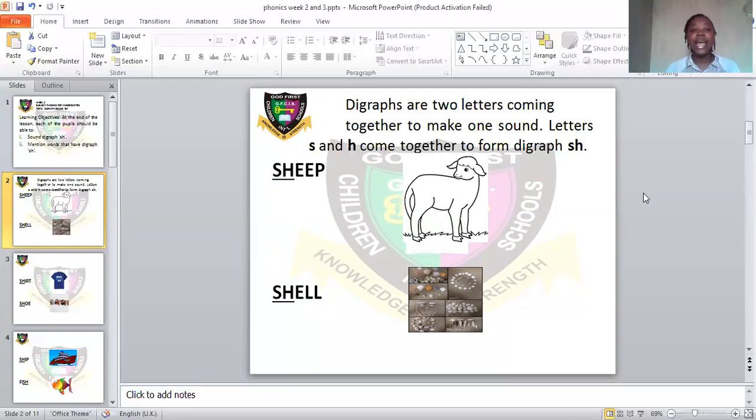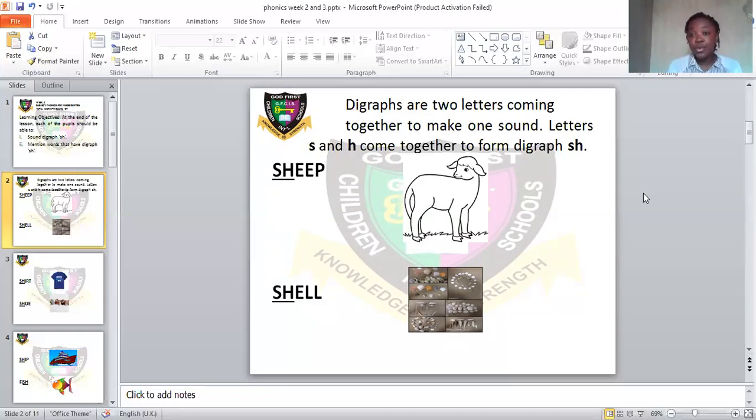So letter S, which sounds S, and letter H, which sounds H, come together to form digraph sound sh.